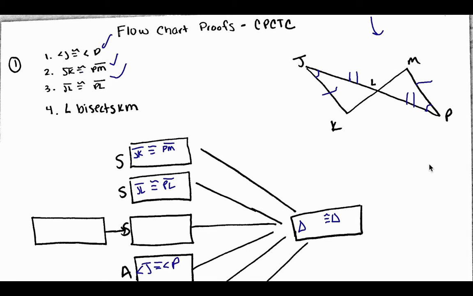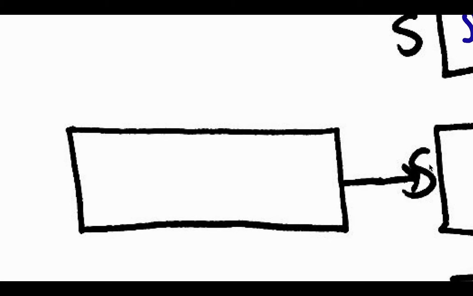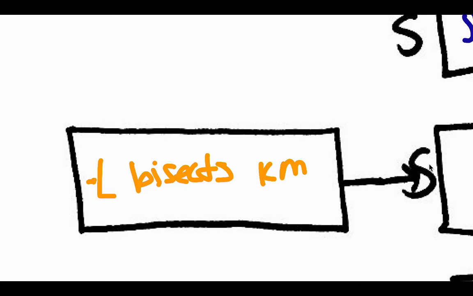But I am also given this bit of information. L, which is a point, bisects KM. So let me grab a color here. L bisects KM. What does that mean? It means it cuts it in half. So that's going to lead to these segments being congruent. So this one, that's why this one kind of has a step here. So point L bisects KM. Okay, and that was what was given to us.